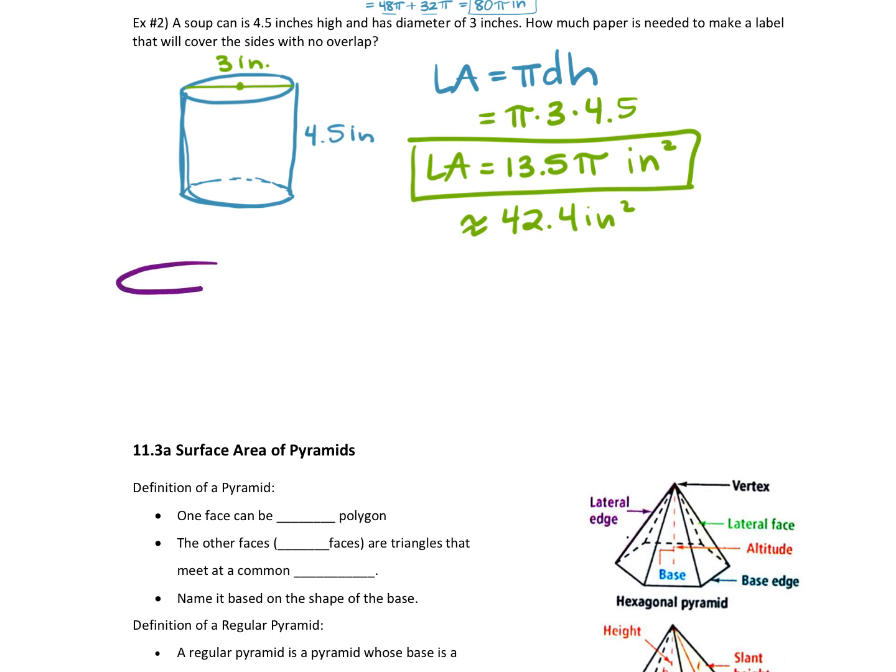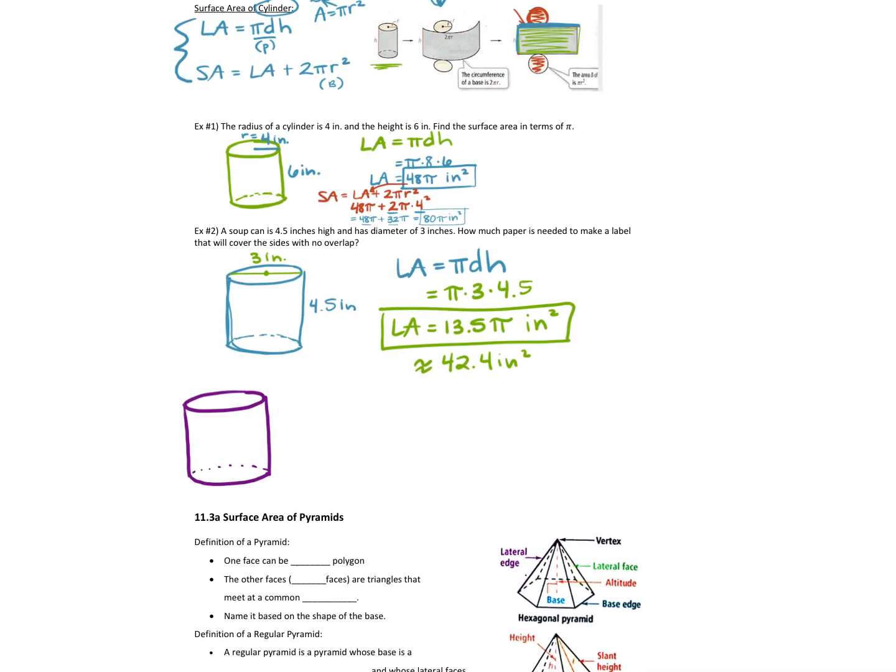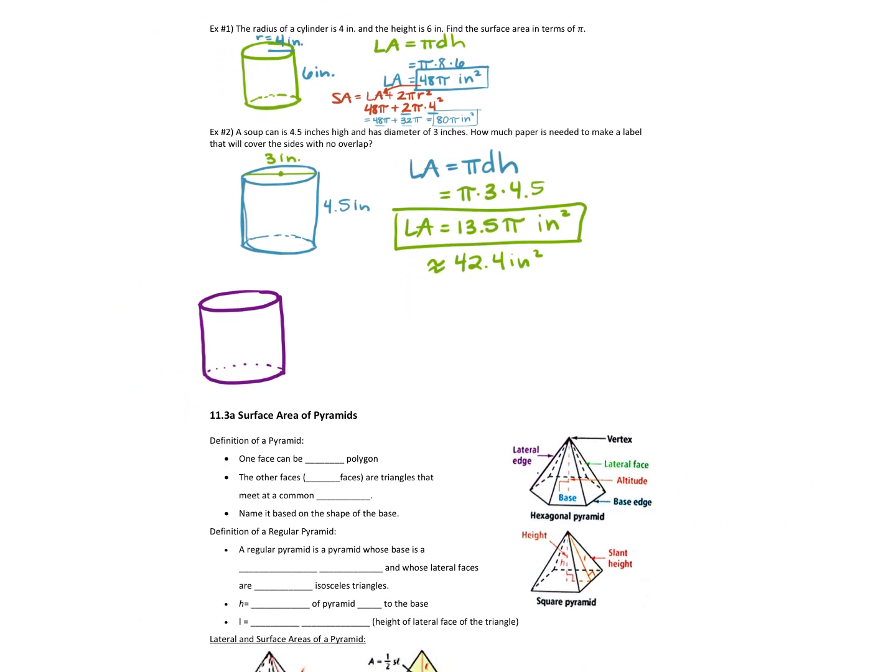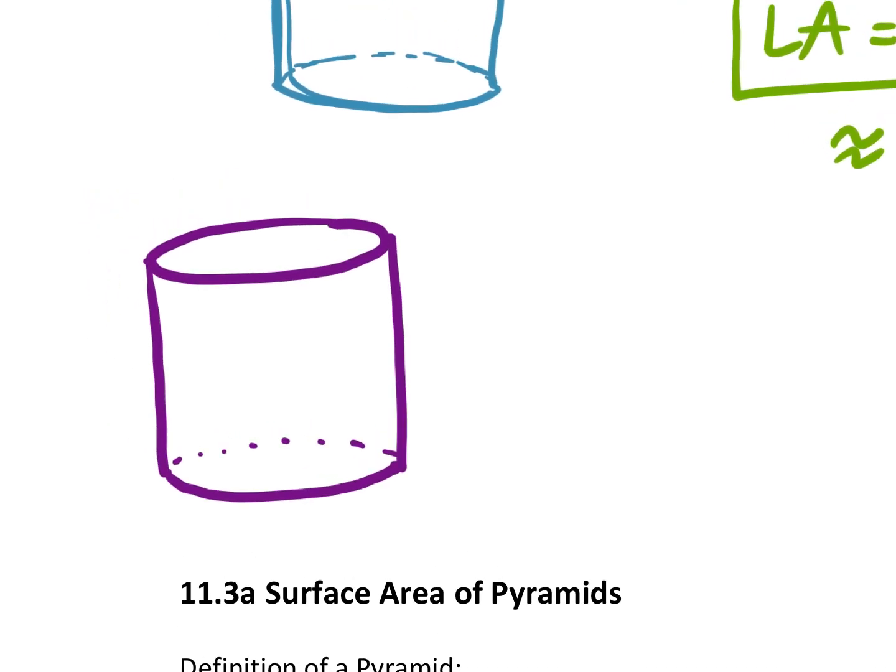I'm going to draw you a cylinder. Put this just right underneath there on your notes. I'm going to tell you that the radius is 6 and the height is 10.